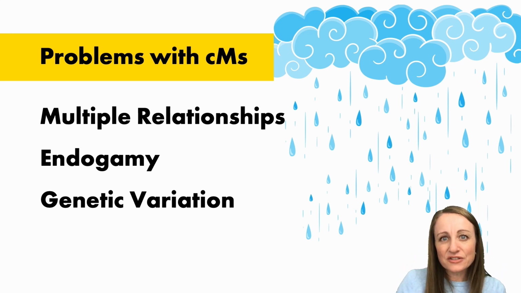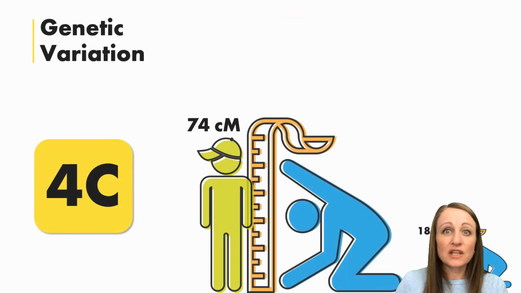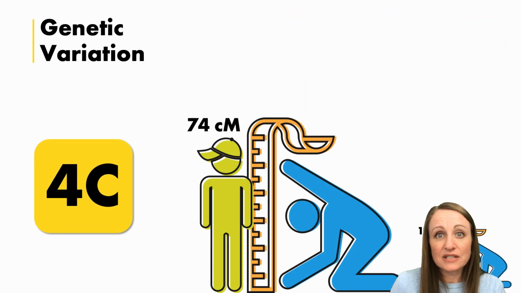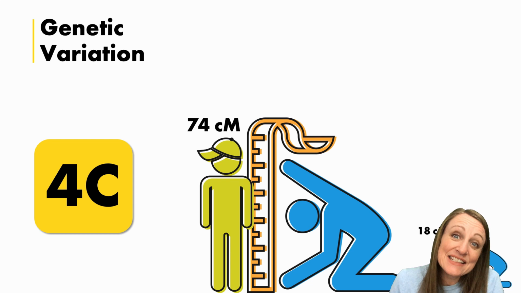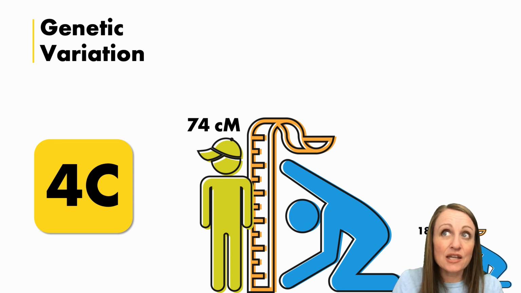So the last factor really affecting how effective centimorgans are in our research is just the simple idea of genetic variation. Think of it this way. If you have a fourth cousin, for example, your fourth cousin could share 74 centimorgans with you, or they could share 18 centimorgans with you. That's a pretty big difference, but it's the same relationship.